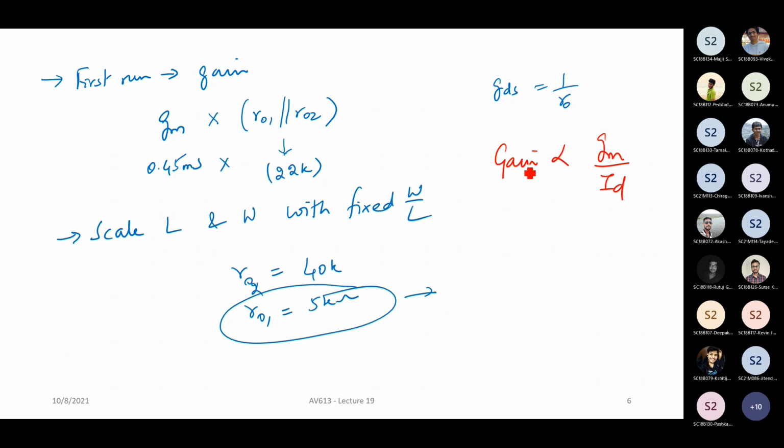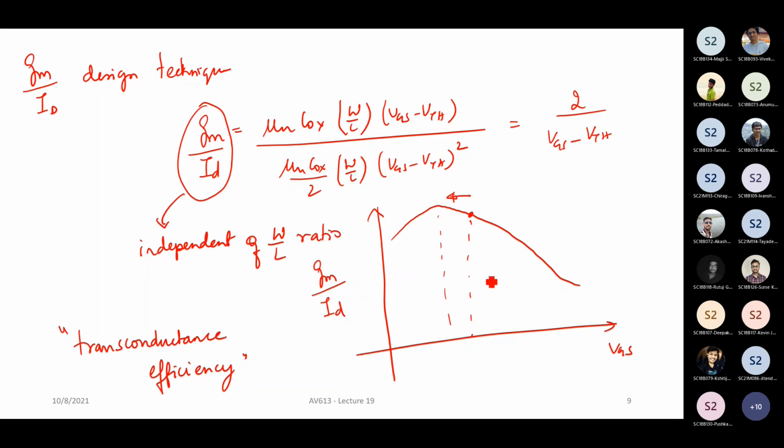For example, you can say, okay, typically max GM by ID will be around 14 or something. Of course, it differs from technology to technology. So you look at, let's say, this is the VGS that I want to choose, and this is the GM by ID I'm getting. With this I'm going to fix my VGS. I know this is the ratio. Now with this I will throw in some W by L ratio so that my current is met. And then I will increase L till I get the required gain.